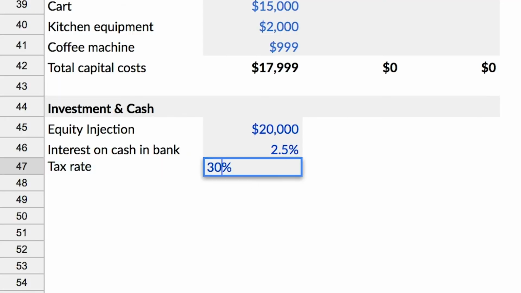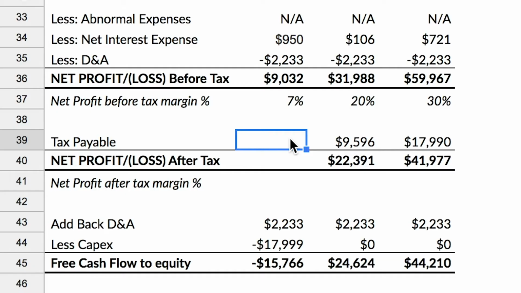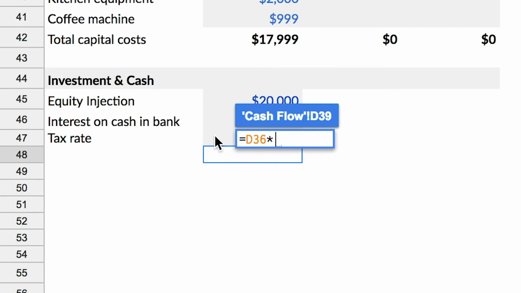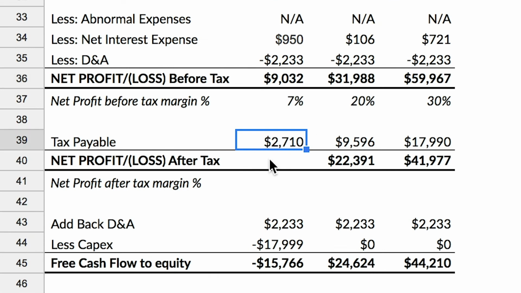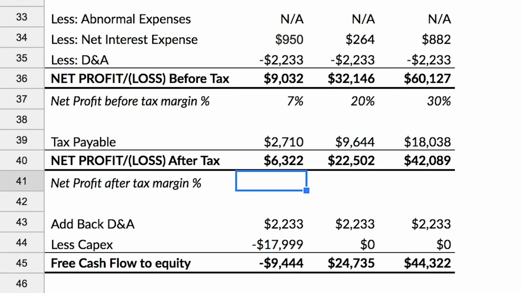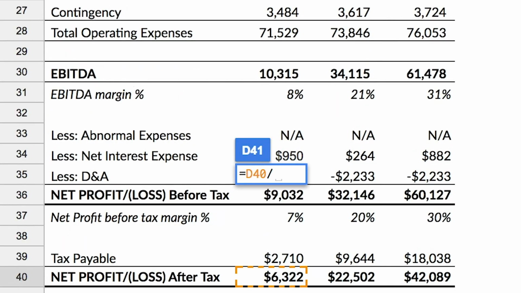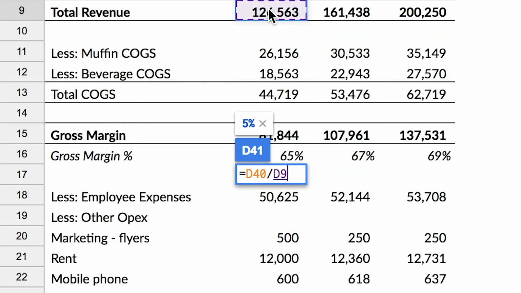Nearly there. Last thing, tax. Now obviously your mileage will differ, but let's just pretend we got a 30% tax rate. The calculation in our cash flow tab will look like this. Our tax payable is just the net profit times the tax rate, which means that our net profit or loss is just our profit minus the tax we paid. And just like our other margins, we can express this as a percentage by dividing our net profit and loss after our tax against our total revenue.